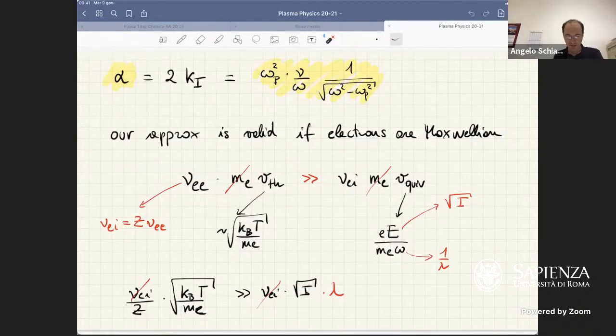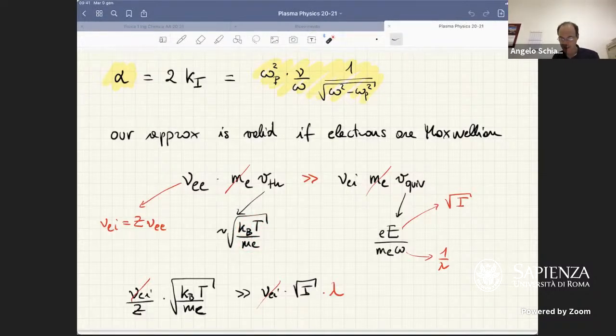So for instance, the characteristic velocity for the electrons, which is the one that enters, if you remember, the collision frequency, we had that we have to estimate the relative velocity of the two colliding particles. These are electrons, so they are same mass particles, and the characteristic velocity is the thermal velocity. So it's thermal motion, and more or less is of the order of the square root of k_B T divided by the mass of the electron.